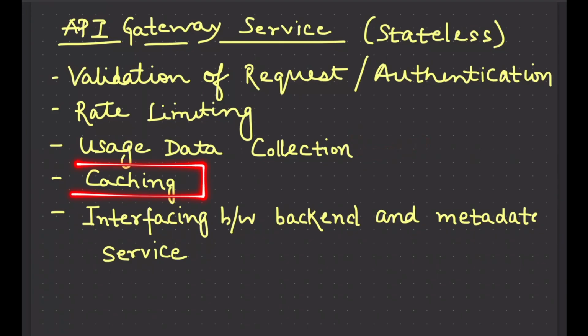And then the next thing is caching. So the API gateway can also be used for caching. Suppose we want to be able to get some data about some queue from the metadata service. Then instead of making another request to it, we want to be able to store it in some in-memory caching system. Maybe we can use Redis for that. So caching is also one such thing which we want to be able to use for the API gateway.